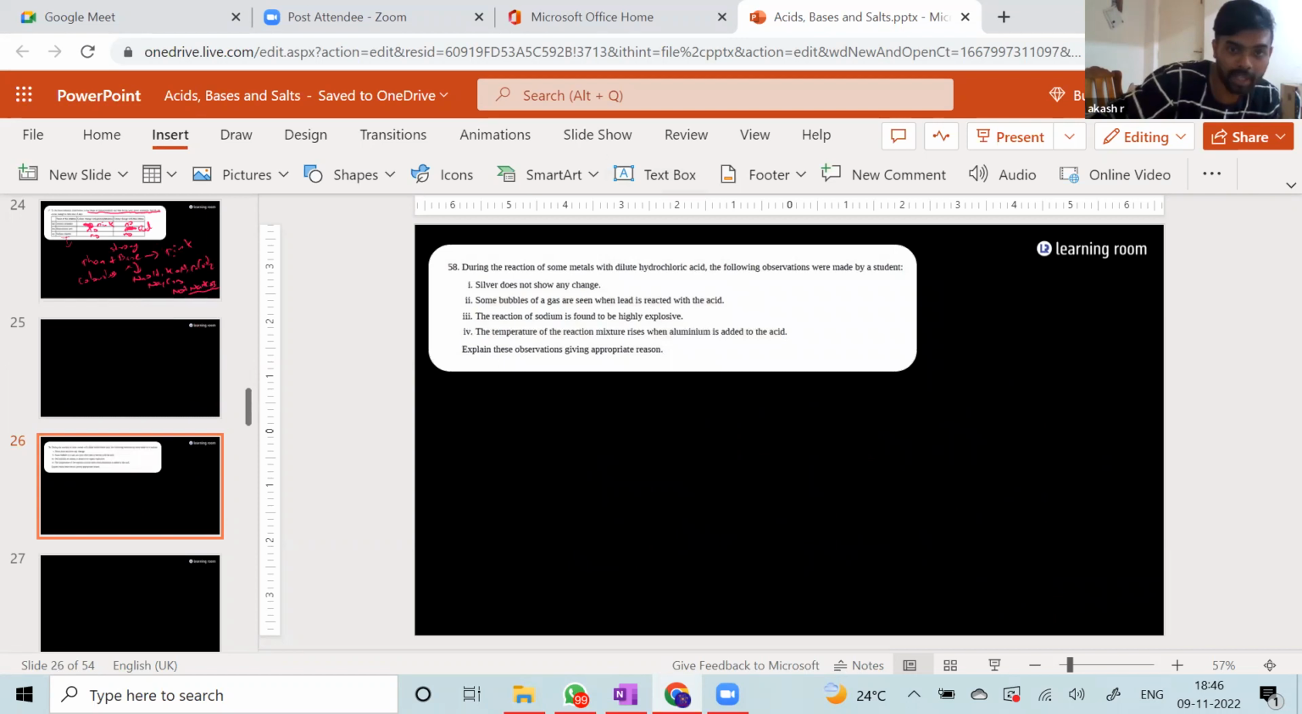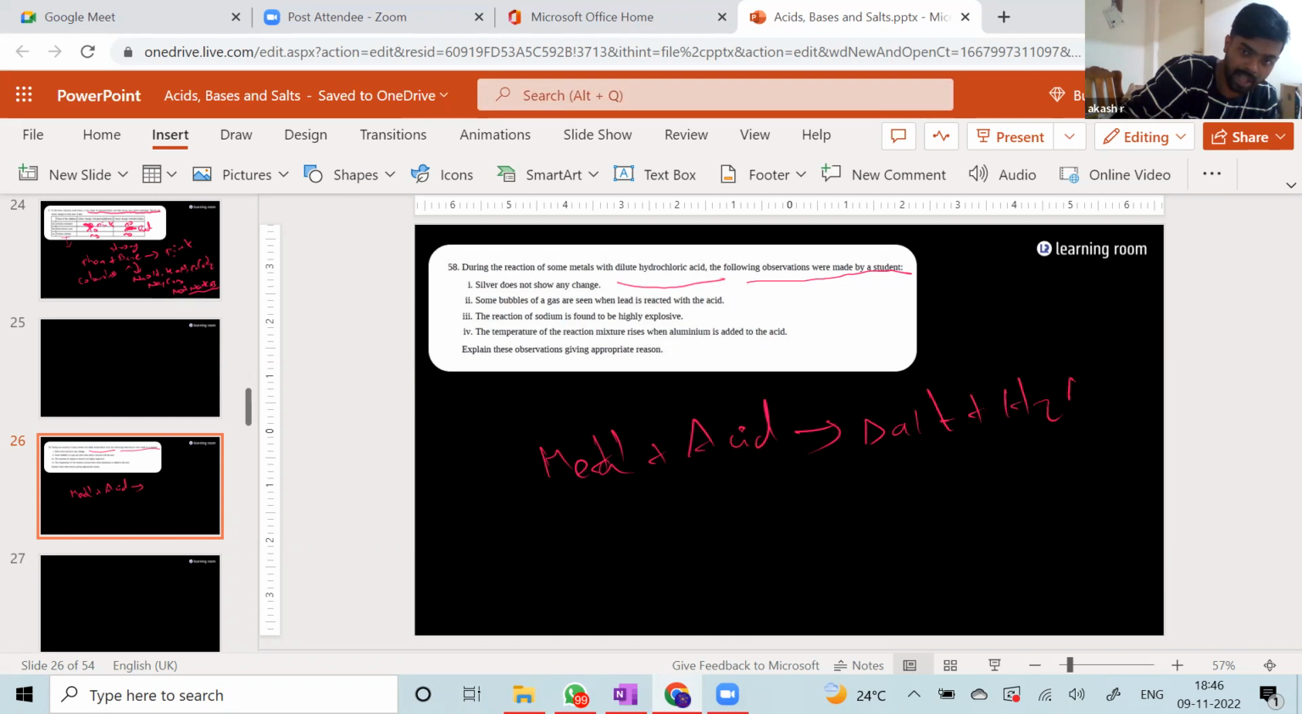During the reaction of some metals with dilute hydrochloric acid, the following observations are made by a student. First of all, what happens when I have a metal reacting with an acid? What is going to be the overall reaction? You are going to form salt, plus hydrogen gas is going to get evolved. This we have to remember.